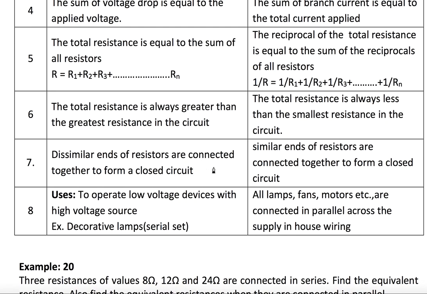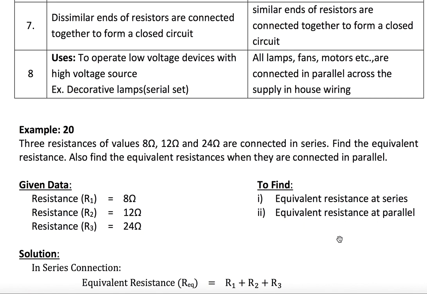Dissimilar ends of resistors are connected together to form a closed circuit in series. Similar ends of resistors are connected together to form a closed circuit in parallel. Series is used to operate low voltage devices with a high voltage source. Decorative lamps, for example, are serial sets, used for marriages and functions. All lamps, fans, motors are connected in parallel across the supply in household wiring. Household wiring, everything is connected in parallel.